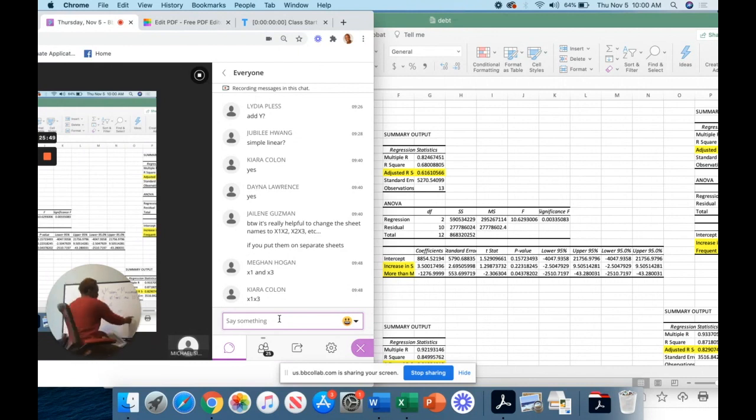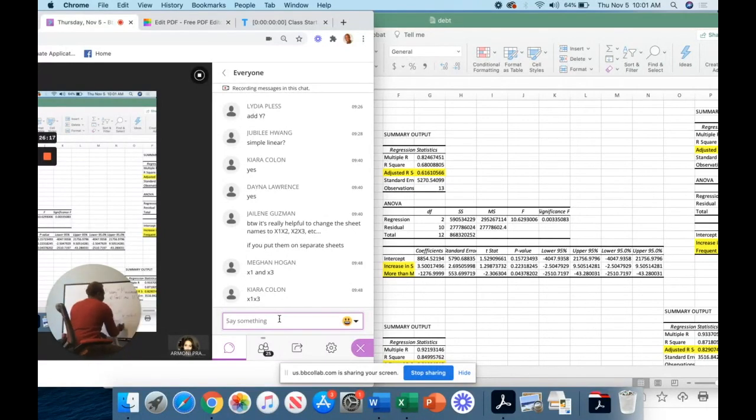Did anybody remember the formula right here? Isn't it n minus k minus 1? Oh, yeah. Okay, so one of you may be right. I also got 3.86 for the F cutoff. Okay, 3. All right, so what is alpha?